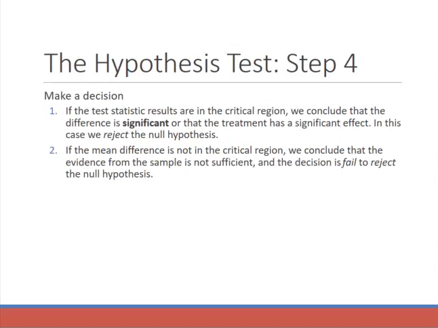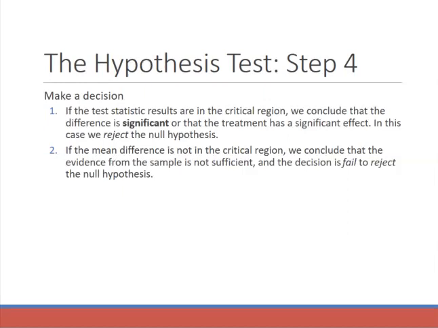It's important to note that we can never prove the alternate hypothesis because we don't have the population data. The best we can do is conclude that it's extremely unlikely that the null hypothesis is true and say, well, we reject the null hypothesis. And essentially the next logical step is, so we guess the alternate hypothesis must be true.